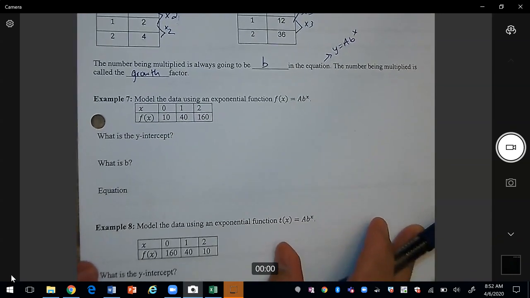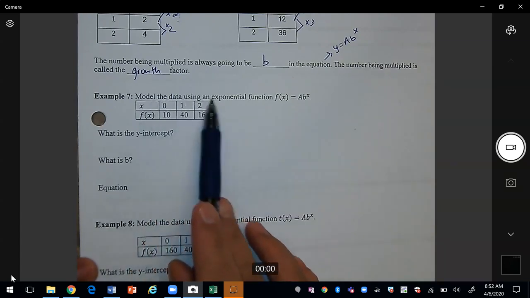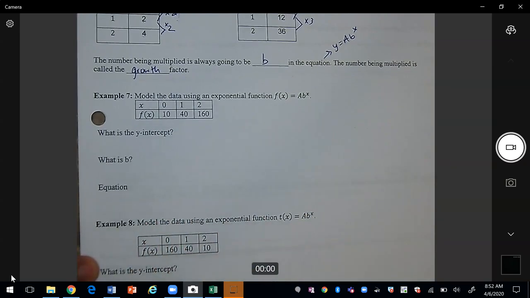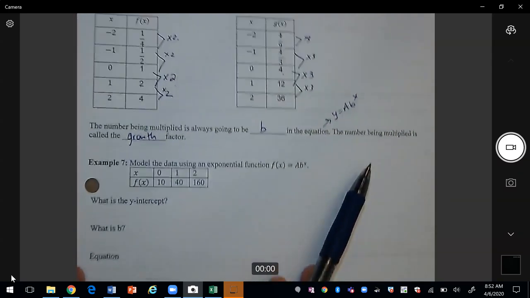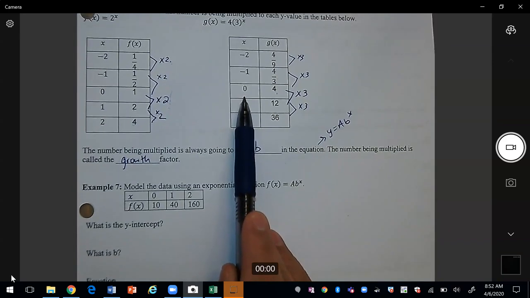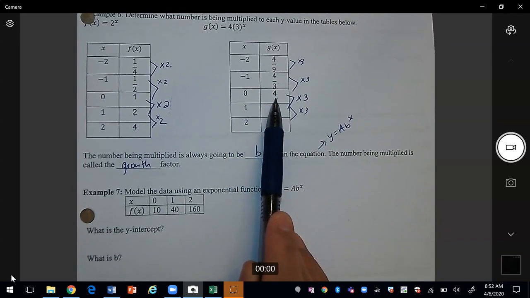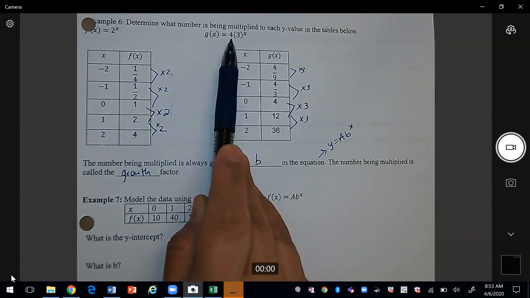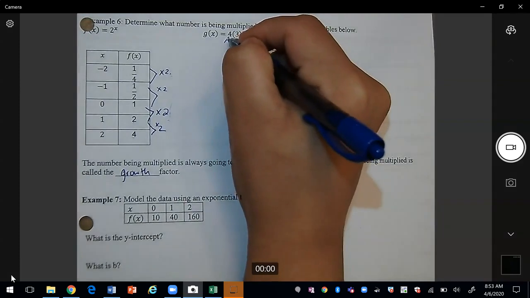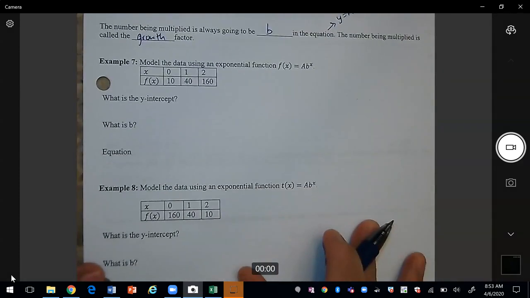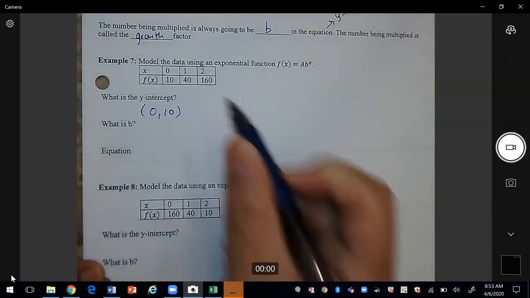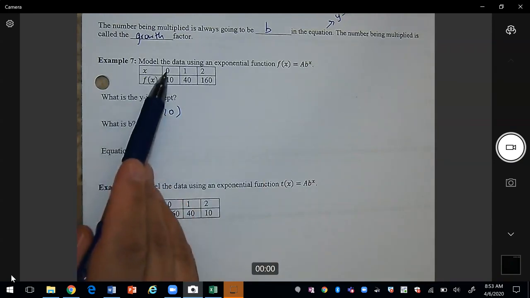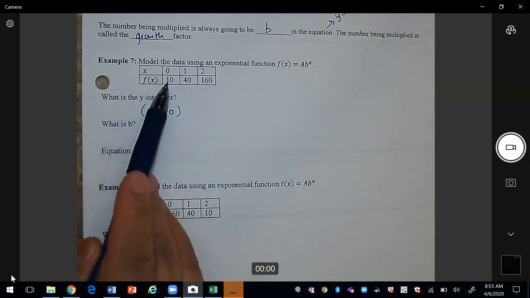If we look at example 7, it says, model the data using an exponential function f of x equals a b to the x. The first thing we want to do is figure out what a is. Remember that a is your y-intercept. If you notice over here, at x equals 0, we got 4. And so 4 is your y-intercept. That represents what a is here. So in this example, 4 is going to be your a. So my y-intercept here is going to be (0, 10). And I know this is my y-intercept because the value at x equals 0 is 10.